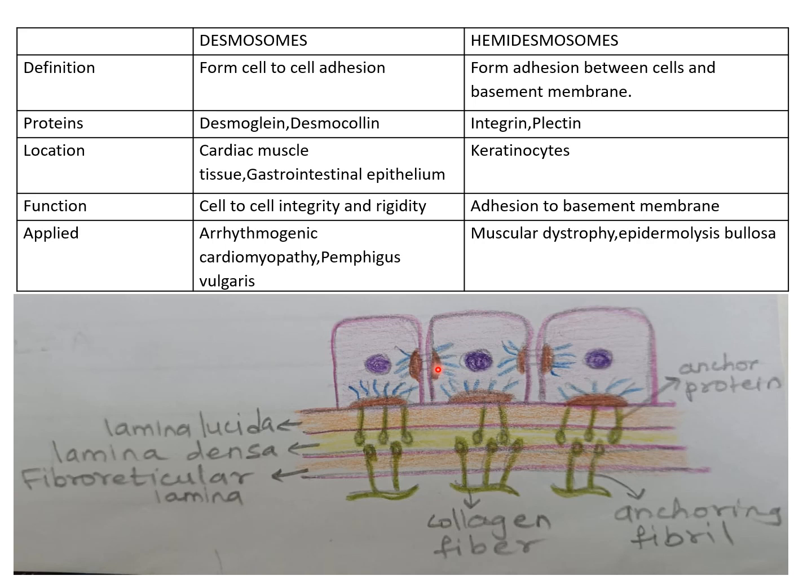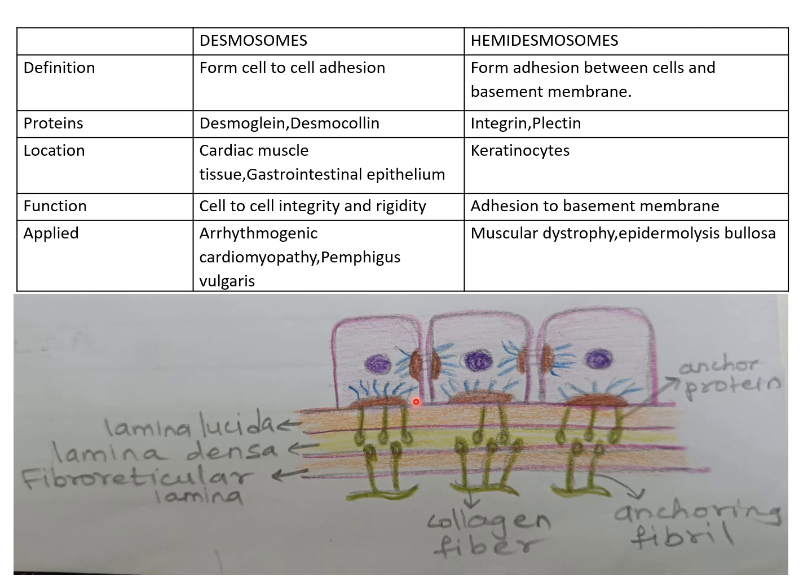The proteins involved in formation of desmosomes are mainly desmoglein and desmocollin, whereas in the hemidesmosomes, we can see the proteins are plectin. This plaque is formed by plectin, and these anchoring proteins are the integrins. Then, if we see the location, desmosomes are commonly located in cardiac muscle tissue and gastrointestinal epithelium where maximum stress is there, and hemidesmosomes are present in the keratinocytes. Then the function of desmosome is cell-to-cell integrity and rigidity, whereas hemidesmosomes provide adhesion of the cell to the basement membrane.